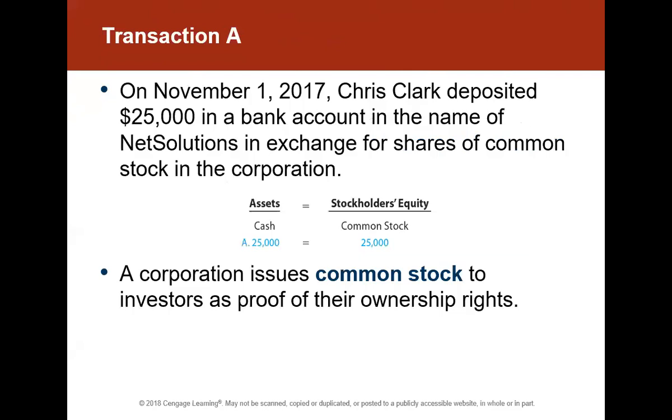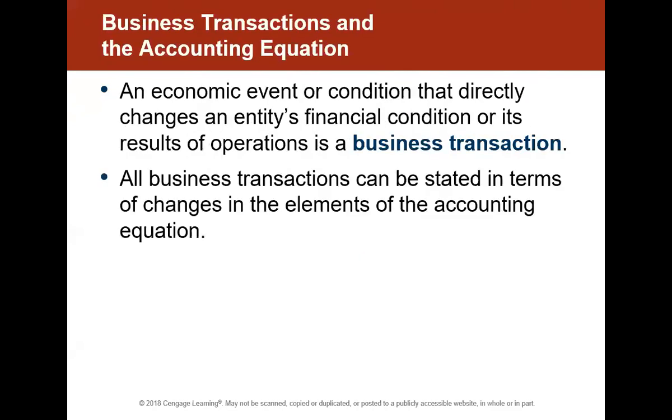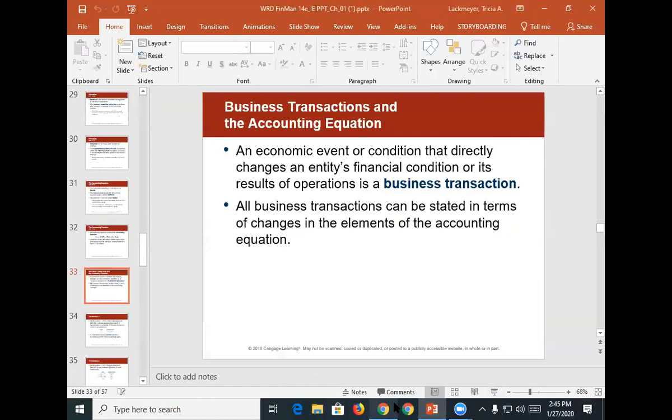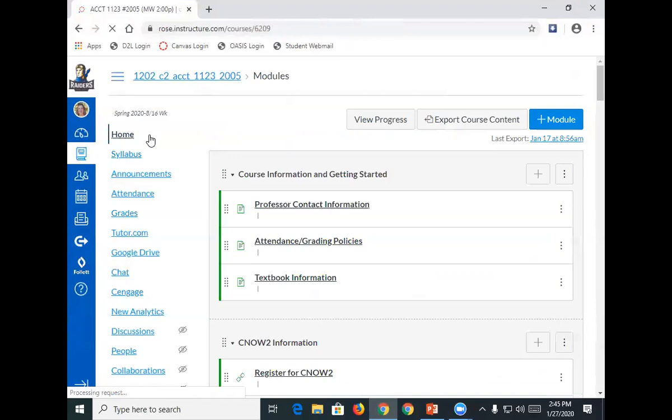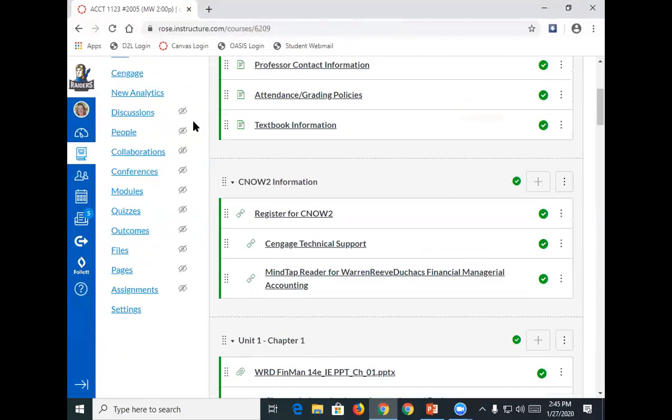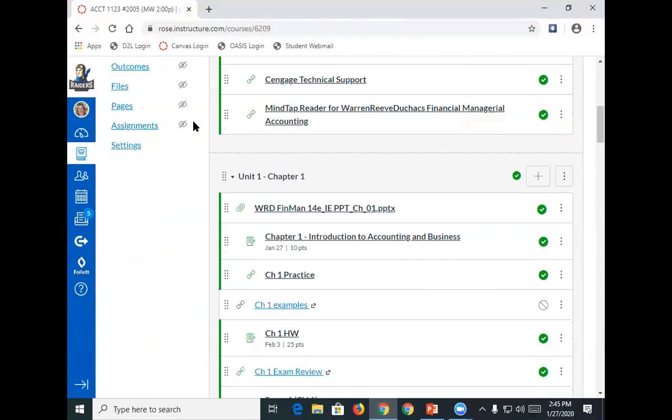Let's see, before we actually get into transactions, let's do a quick example together because our first example is just actually working in this accounting equation. So I'll get into that and then we'll talk about the accounting equation before we get into transactions. I'm going to go back. So if you haven't, go ahead and log into Canvas. And once you're in Canvas, you should be able to click on the Chapter 1 practice under Unit 1, Chapter 1, and that'll open in Cengage.